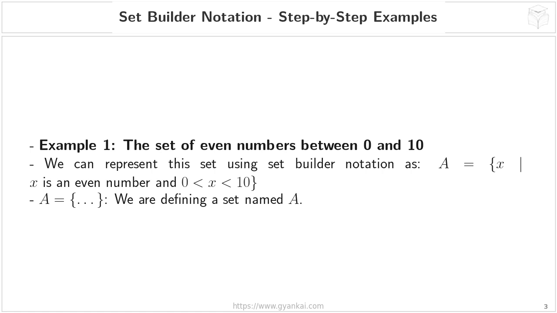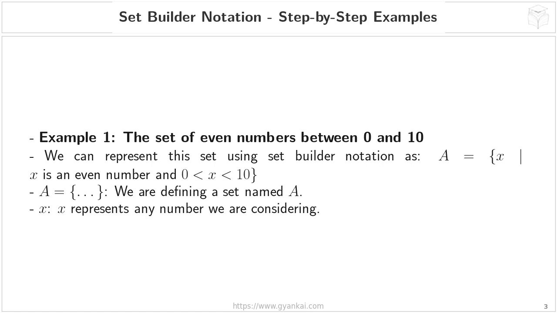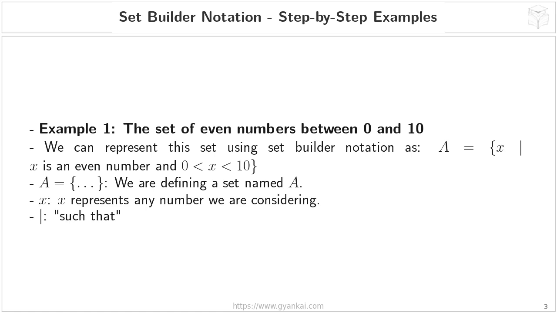You'll see it written as A equals an opening curly brace X, a vertical bar, X is an even number and 0 is less than X, which is less than 10, and then a closing curly brace. Let's break that down piece by piece. The A equals opening and closing curly braces, that's just how we start defining a set. It signals to anyone reading it that we're about to describe the elements within that set. We're naming the set A.